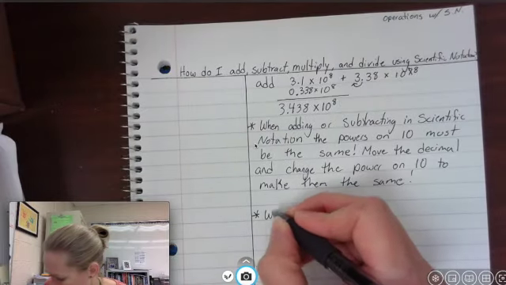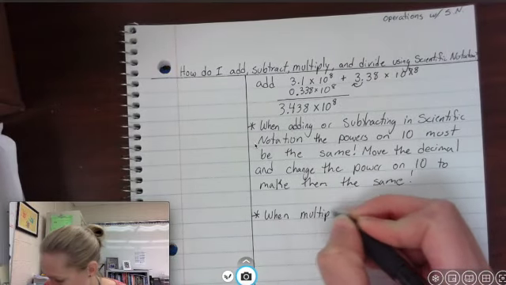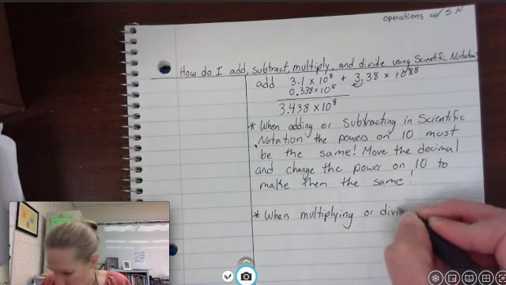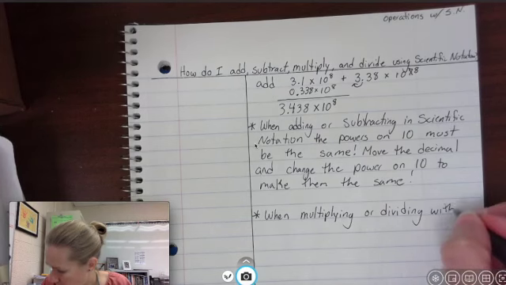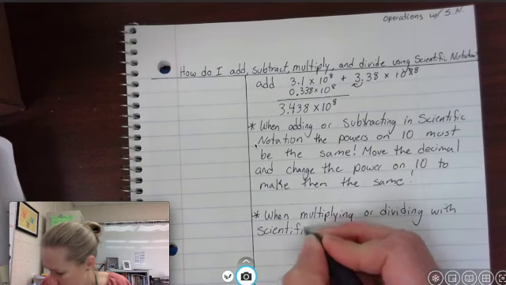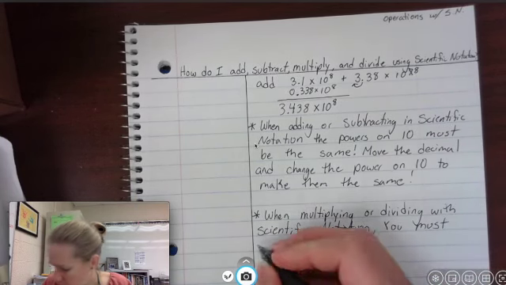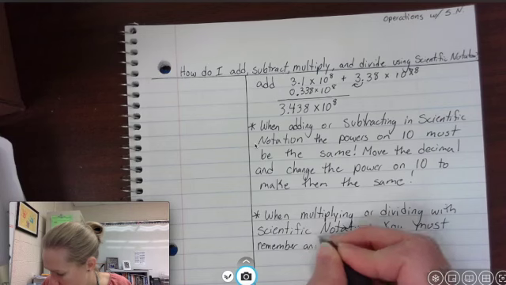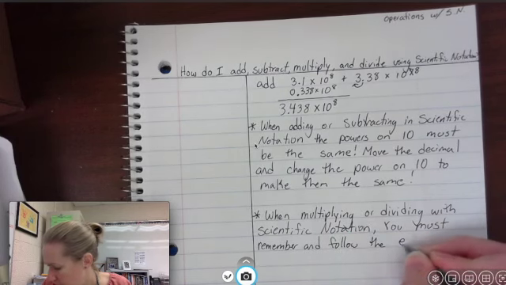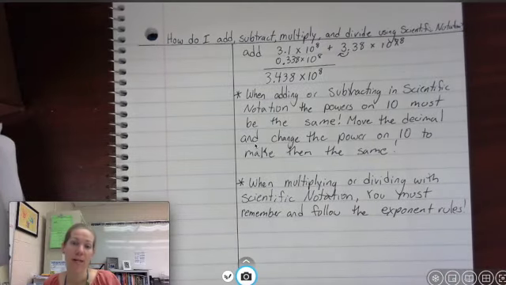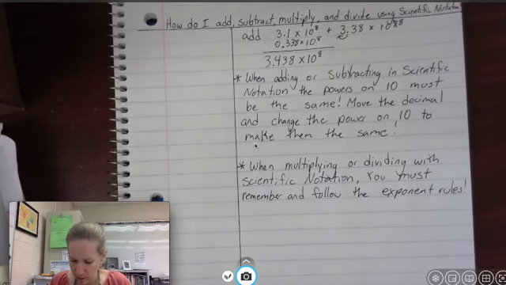Mix up when multiplying or dividing. So when multiplying and or dividing with scientific notation, you must remember and follow the exponent rules. So let's go ahead and look at a division problem.